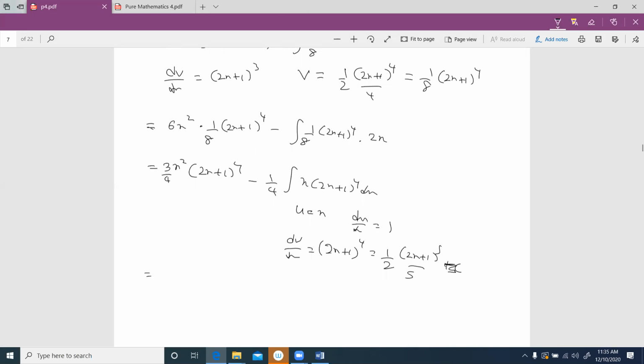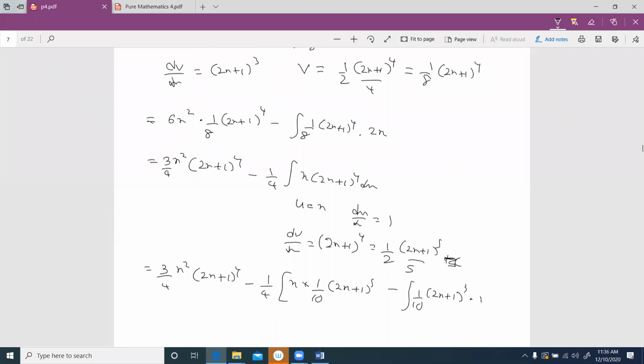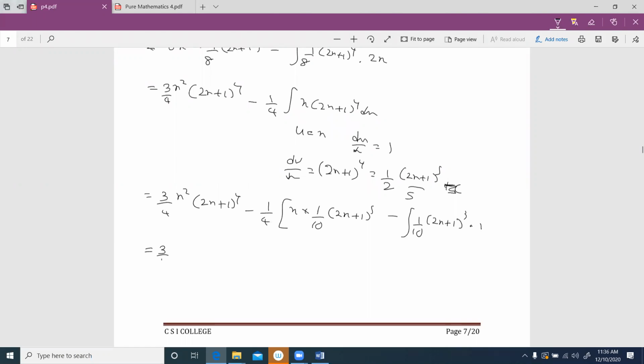Then you can write the final answer: 3 over 4 x squared (2x plus 1) to the power 4, minus 1 over 4 times uv. U is x, times 1 over 10 (2x plus 1) to the power 5, minus the integration of v, 1 over 10 (2x plus 1) to the power 5, du by dx. Du by dx is 1. Then it's pretty simple. So this is 3 over 4 x squared (2x plus 1) to the power 4, minus, if you simplify this, x over 40 (2x plus 1) to the power 5, plus 1 over 4 times the integration of 1 over 10 (2x plus 1) to the power 5, and you can take 10 out to make 40, (2x plus 1) to the power 5 dx.